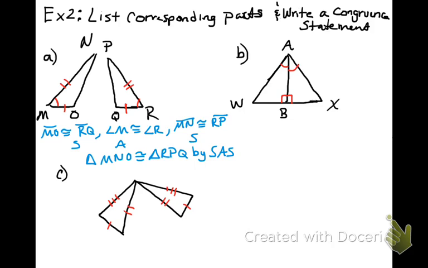Let's try the next one together. So I have some angles right here. I have angle A, but the angle A on the left is going to be WAB. So you're going to say angle WAB is congruent to XAB.